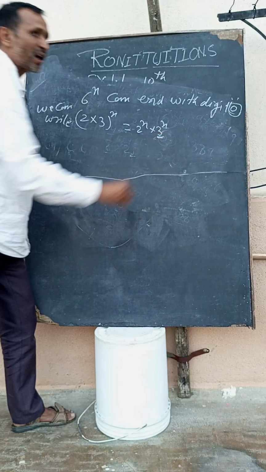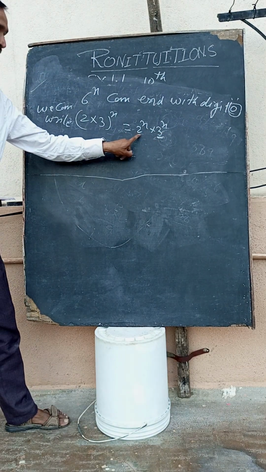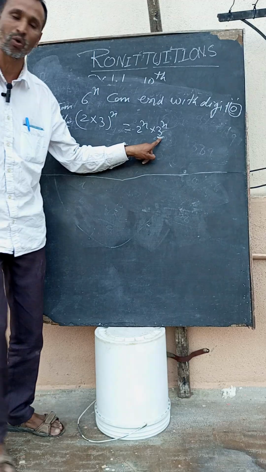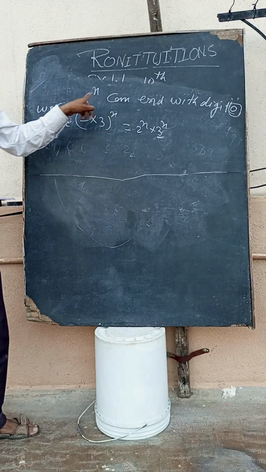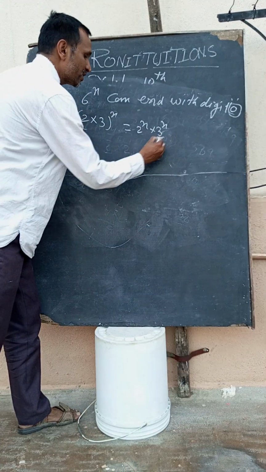And here what do we require? Pi. 2 is there, an even number is there, but here what do we require? Pi to get the 0. Is it pi? No, it is not pi, it is 3. So this number cannot end with 0. Okay, it should be pi.